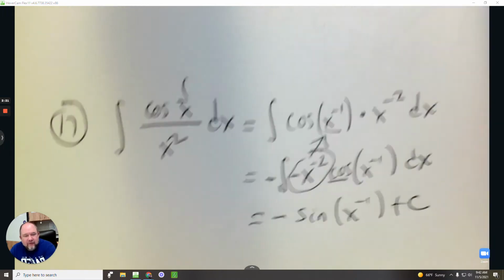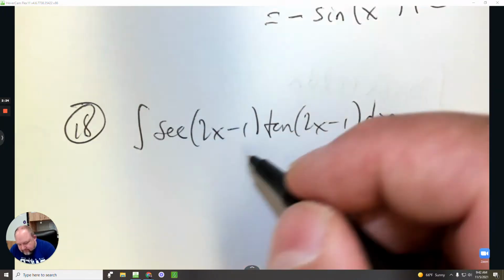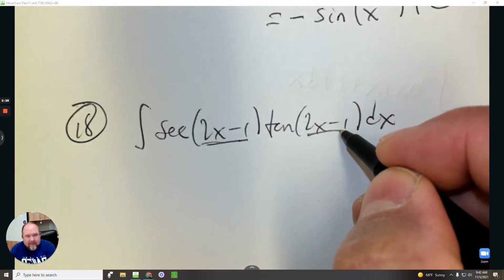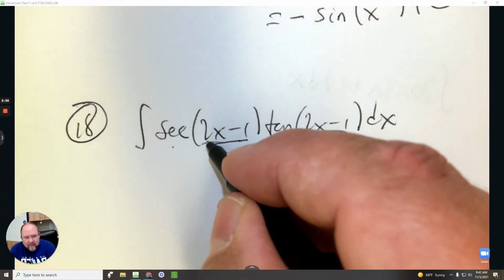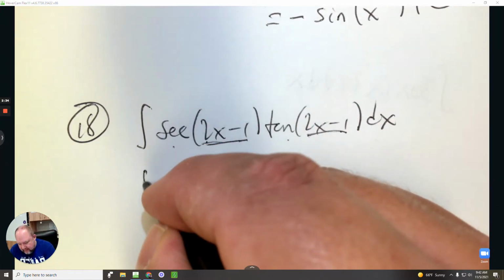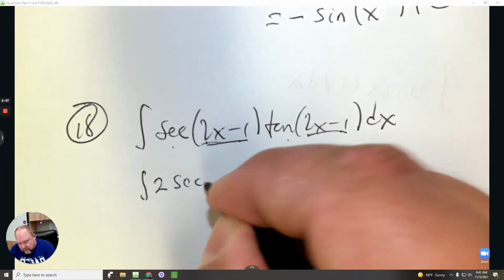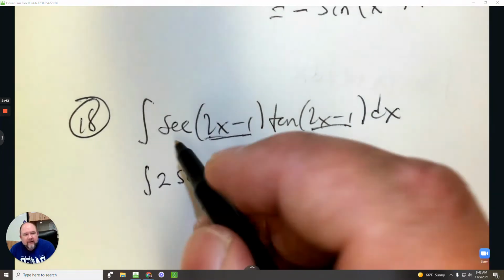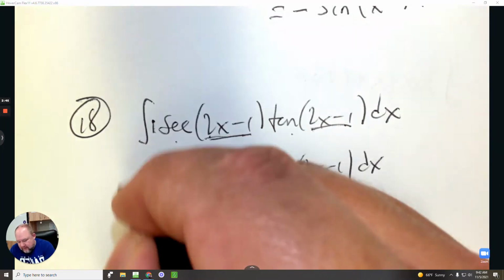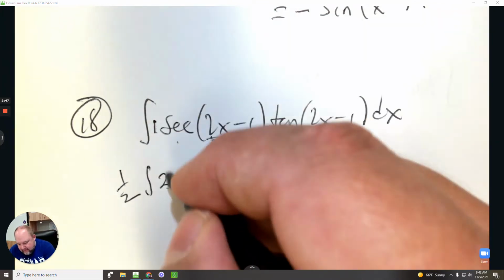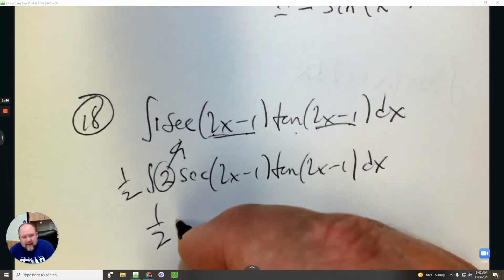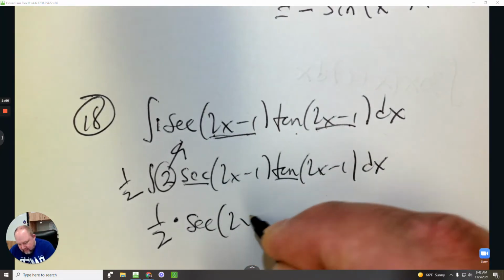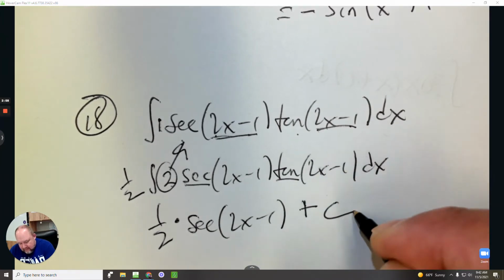Number 18. Again, press pause and write the question down. The hook comes from inside the parentheses. These have to match to integrate. This is a rule, secant tangent. The hook is the derivative of 2x minus 1, which is 2. And then what was it before and what did it become? We need a 1/2. Then we can unhook, and the answer starts with 1/2. The antiderivative rule for secant tangent is just secant, and it's 2x minus 1, and then the constant.